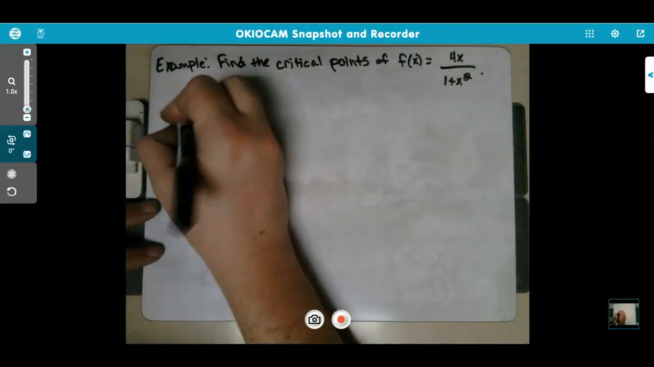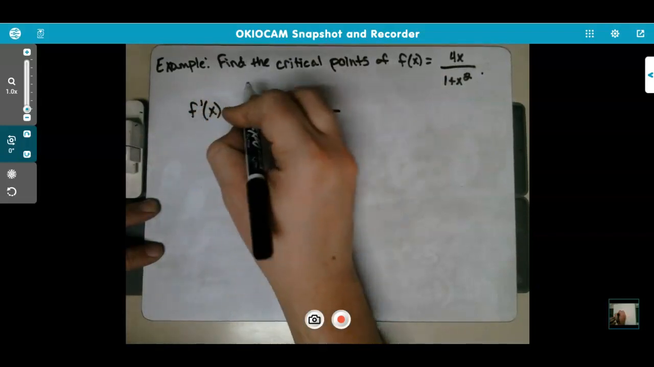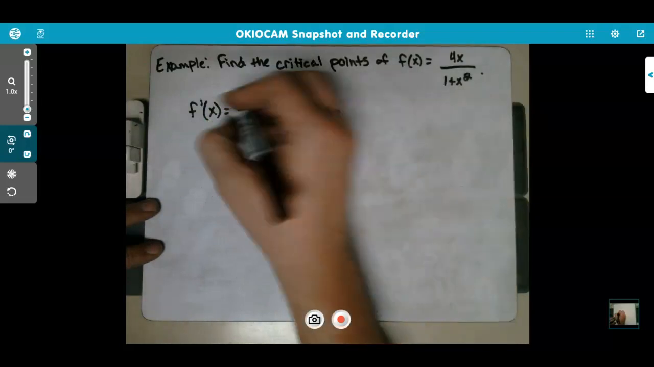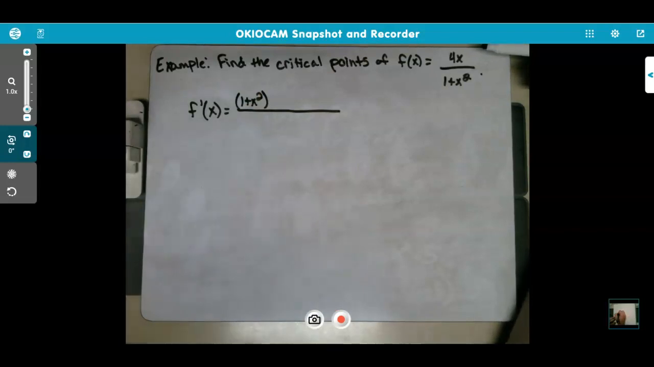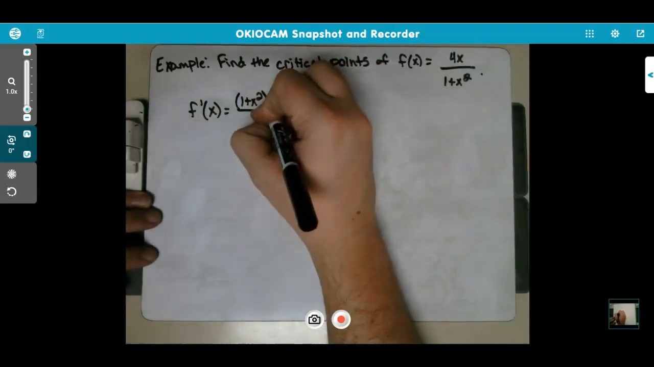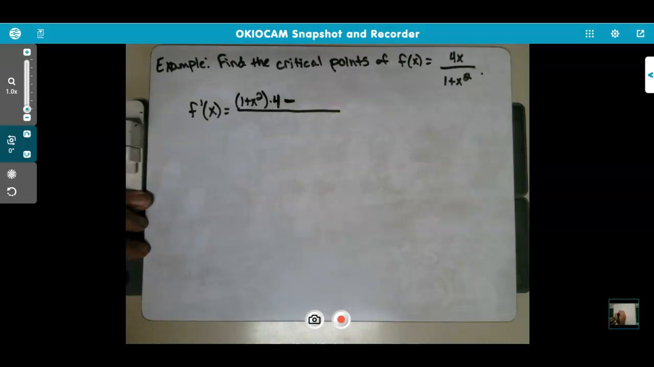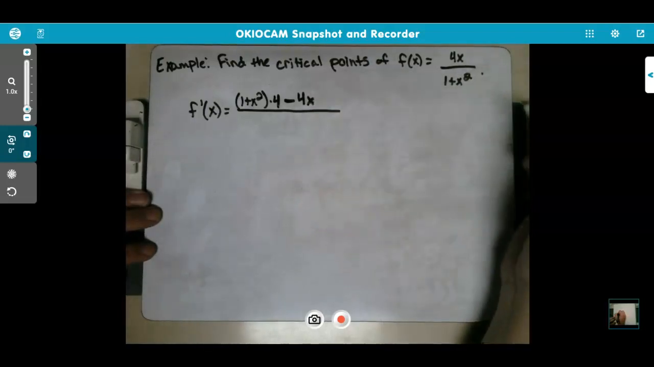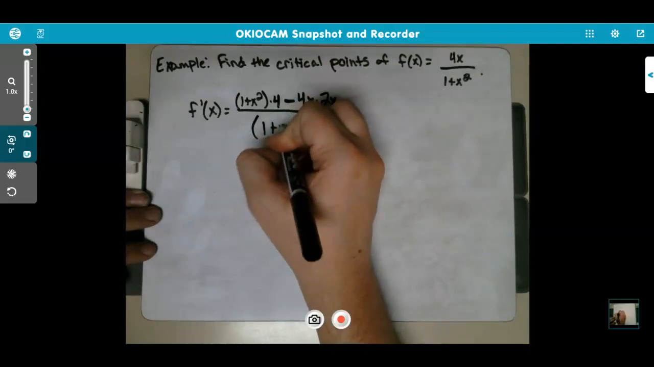This is a quotient, and so I'm going to need the quotient rule. So remember, that's low d high, high d low. Low means we're going to keep the denominator. D high means the derivative of the top part. The derivative of 4x is just 4, minus high d low. So leave the numerator multiplied by the derivative of the denominator. The derivative of 1 plus x squared is 2x. All of that over the denominator squared.